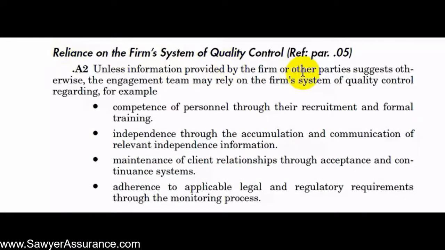Okay, so now we're down in the explanatory material, and this gives us a couple of instances where we could rely on the firm's system of quality control in gaining compliance with different sections related to these. So a lot of these relate to AUC section 210 and 200. For instance, those sections require us to have personnel that are competent and to exercise engagement with independence and to employ acceptance and continuance systems to ensure that we are getting the clients and engagements that are appropriate for our firm, and also complying with legal and regulatory requirements.